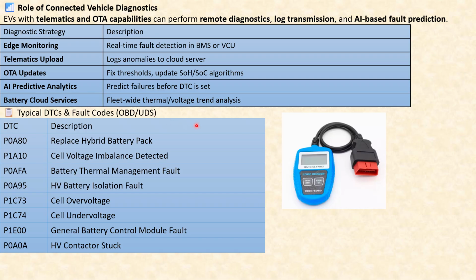All right, now let's see the various types of DTCs and fault codes which are prevalent in the batteries, the packs, and the modules. The first DTC is P0A80, replace hybrid battery pack. P1A10, cell voltage imbalance detected. P0AFA, battery thermal management fault. Also P0A95, HV battery isolation fault. P1C73, cell over voltage. P1C74, cell under voltage. P1E00, general battery control module fault. And P080A, HV contactor stuck.